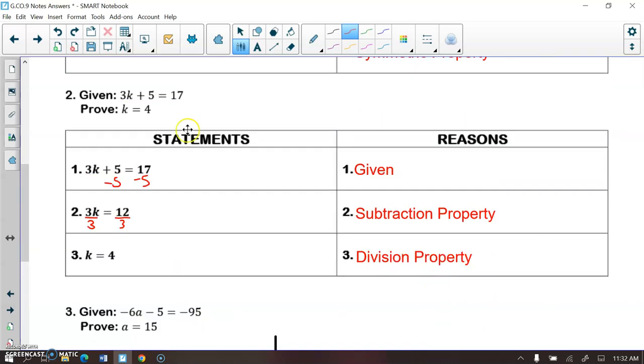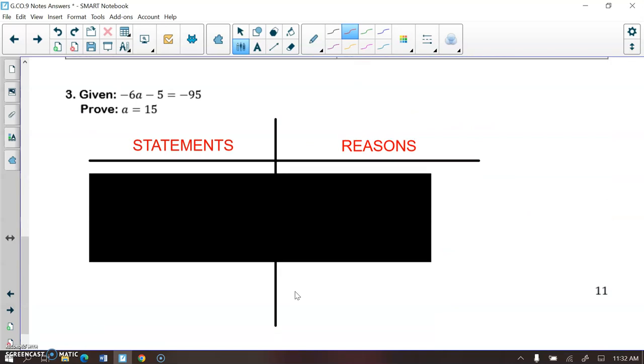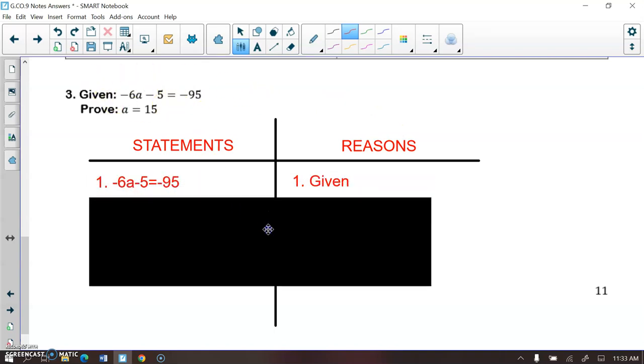Sometimes you'll see a 2-column proof in table format. Sometimes you'll just see it like this, where it's more of a loose table. You need to draw it yourself, so I need everybody to draw a horizontal and vertical line and then write statements on the left, reasons on the right. If you need time to pause the video to do that, please do. Let's get started. So our first step always in our proof is what's given to us. So I'm going to write down what's given.